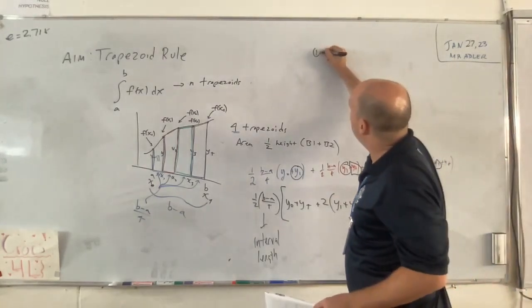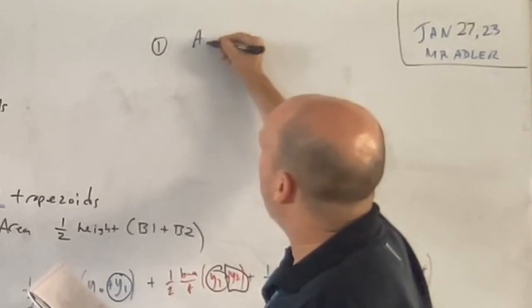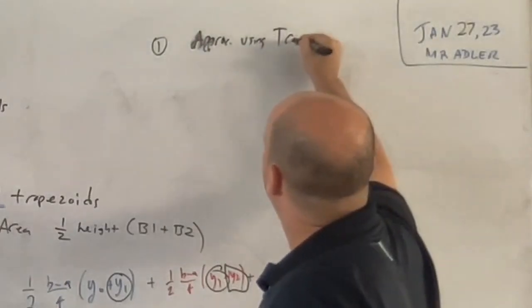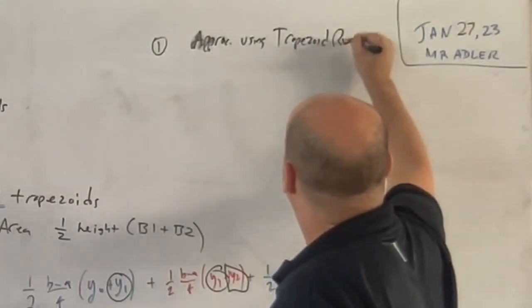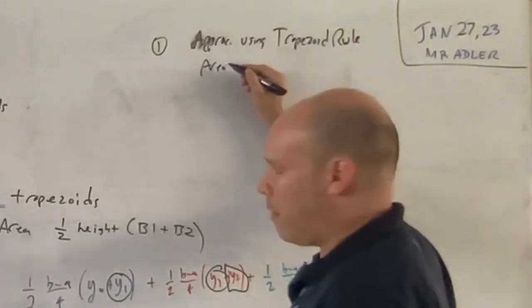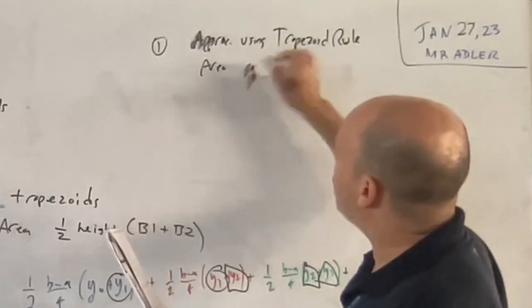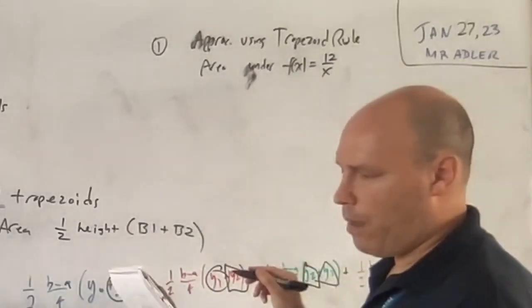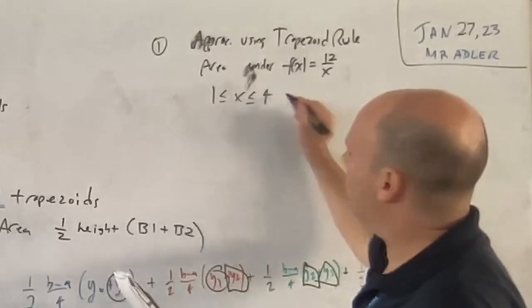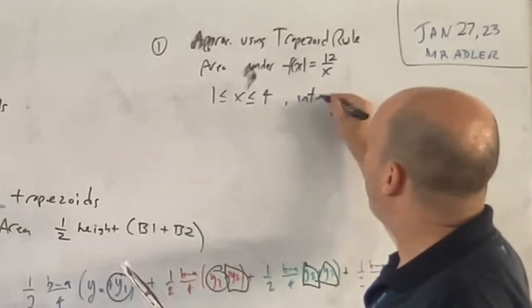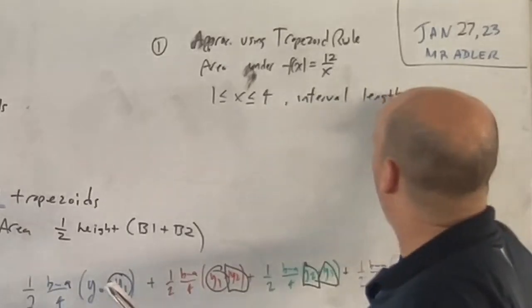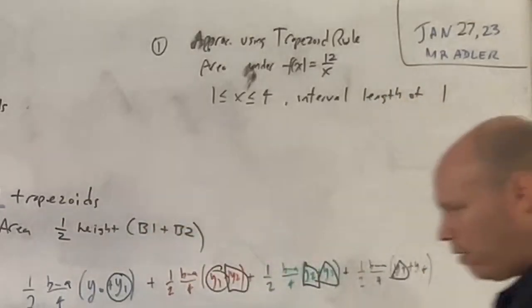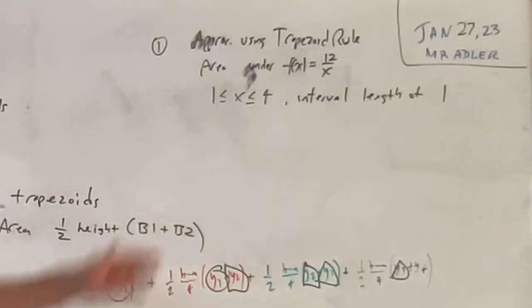Example 1. I want you to approximate, using the trapezoid rule, the area under f of x equals 12 over x from 1 to 4 with an interval length of 1. Okay, I'm going to erase this. Or I'll do it over here, actually.